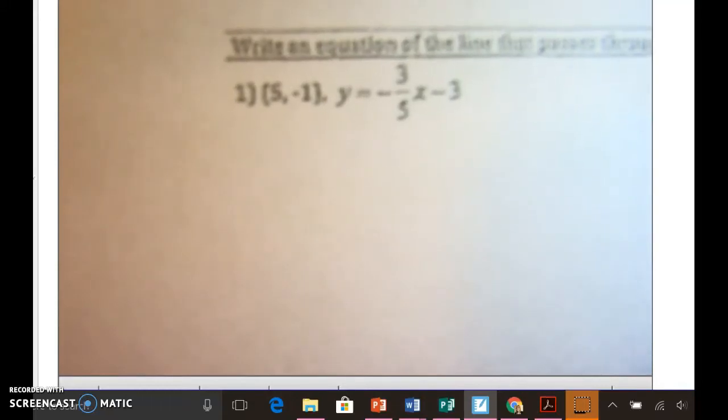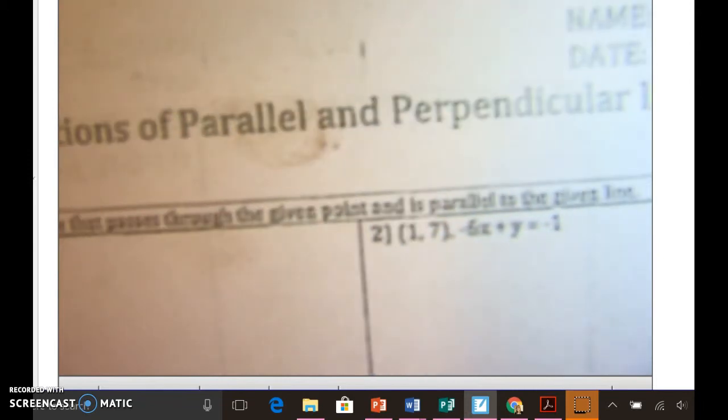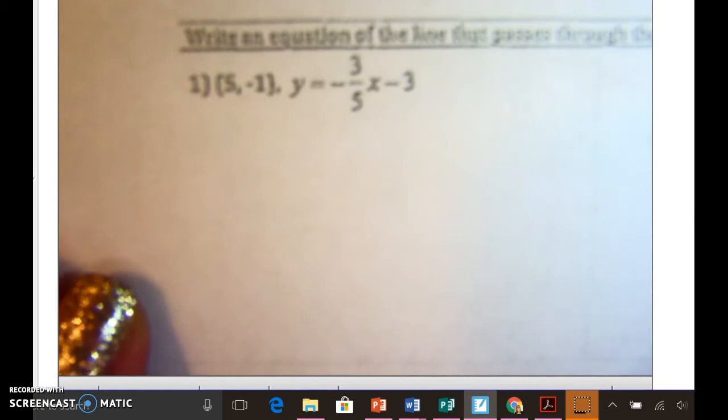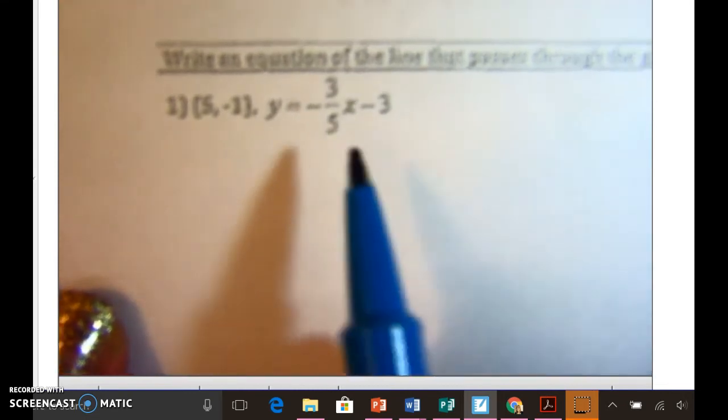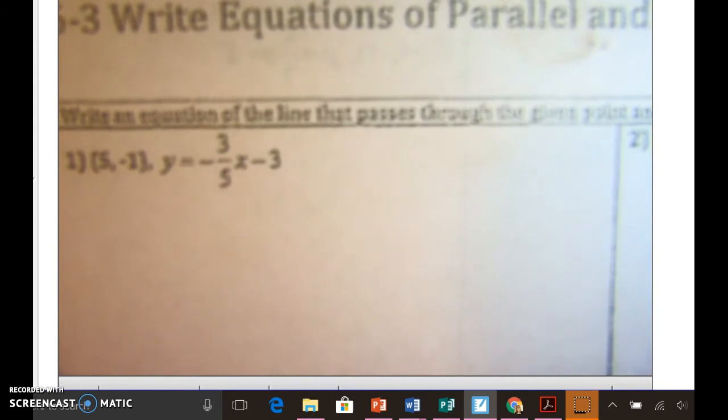So I thought it might be helpful when you're working on this, writing equations of parallel and perpendicular lines. Since it was so long ago that we did this, you do have notes, but I thought it'd be helpful if I worked through a couple of examples with you. So it says write the equation of a line that passes through the given point and is parallel.